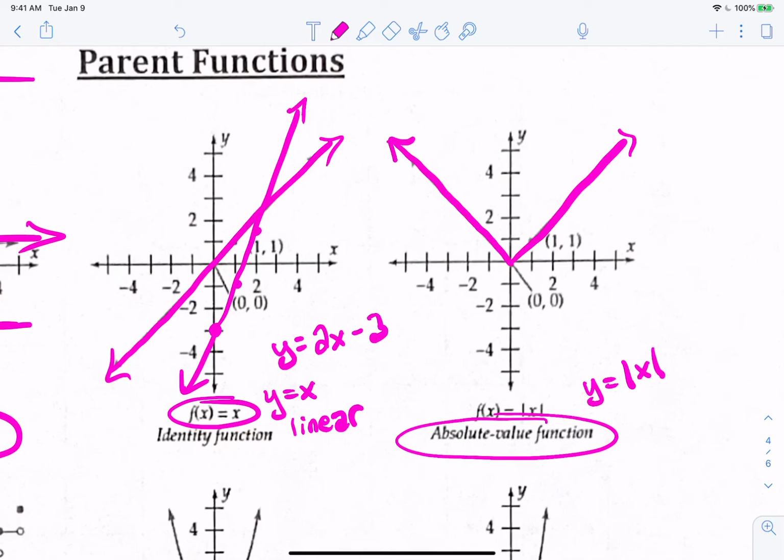If I put numbers in there, he's moved around or shifted up and down, or maybe he's skinnier, whatever. But all absolute value functions will look like a V of some form. Maybe it's a skinny V, or like a taller one, whatever, moved up, down. Okay, all of them are going to look like V's.